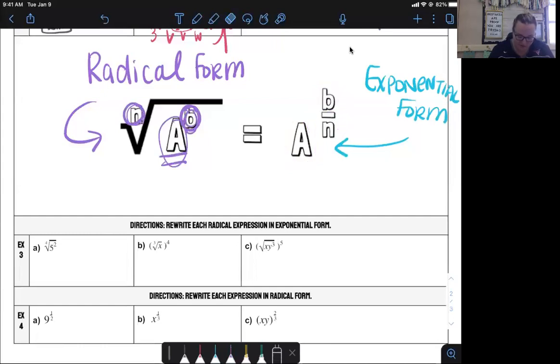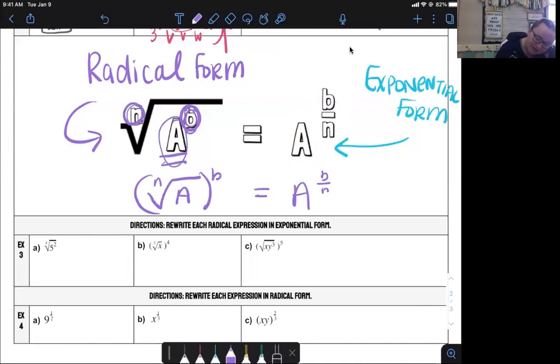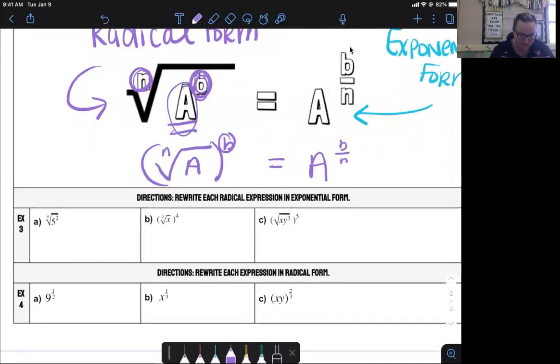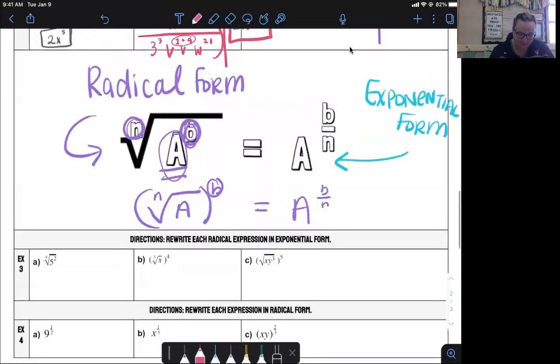This also works the same if you have the nth root of a, and all of that is being taken to the b. That's still written as a to the b over n. So whether the exponent is outside of the radical or inside the radical, it still gets written the same way. Let me do an example before we do that.